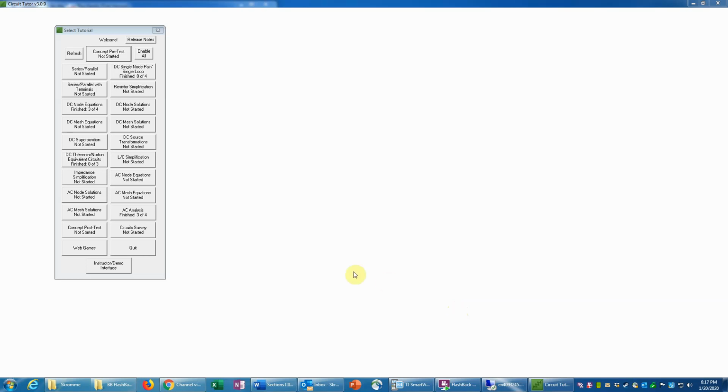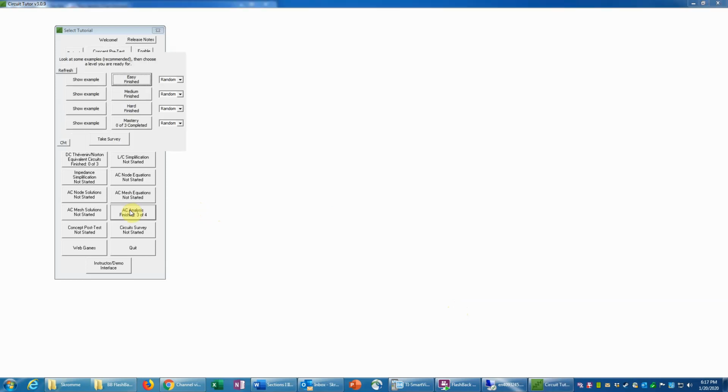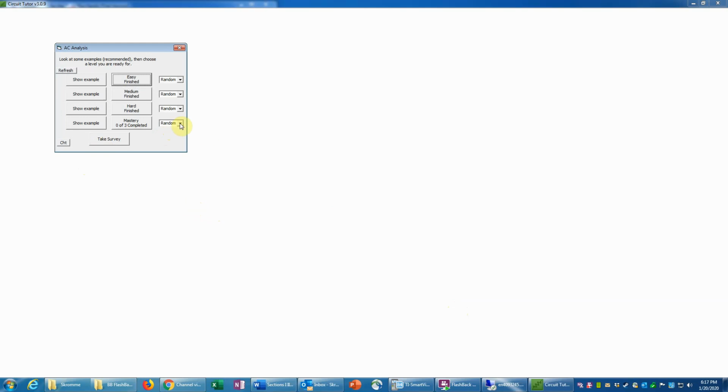This is an example of an AC analysis problem in Circuit Tutor on level 4. So we'll enter AC analysis, and we'll select the first type of problem on level 4. This is going to be an AC source transformation problem. So let's first just show an example of this to illustrate what it's like.